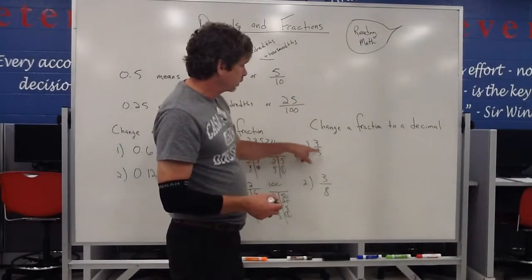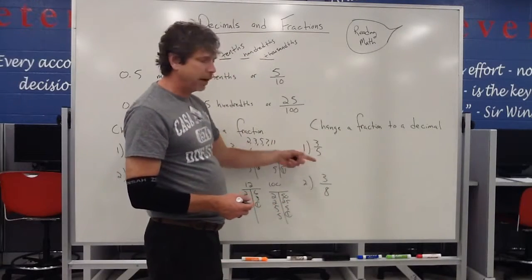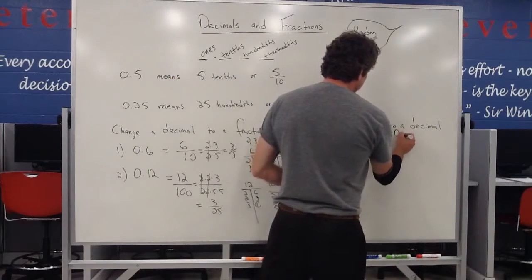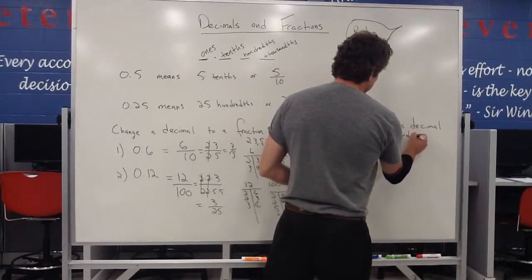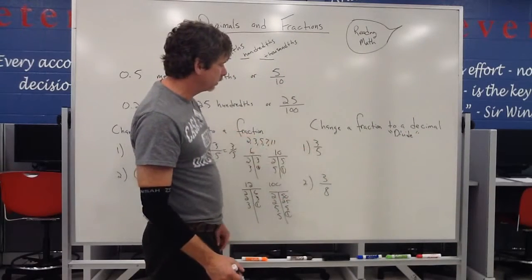So now let's go the other direction. Let's change a fraction to a decimal. Remember, a fraction is essentially a division problem. So our strategy really is to just divide. This is one way of doing this problem. So we actually have 3 divided by 5.